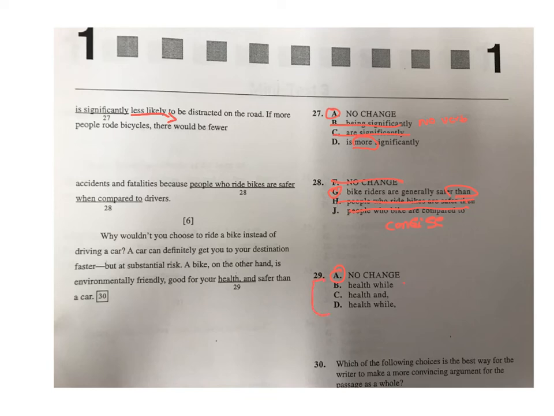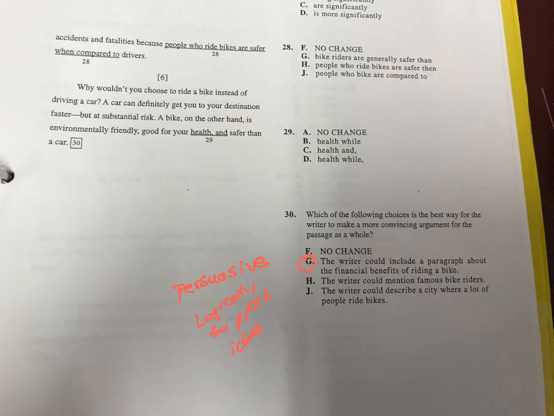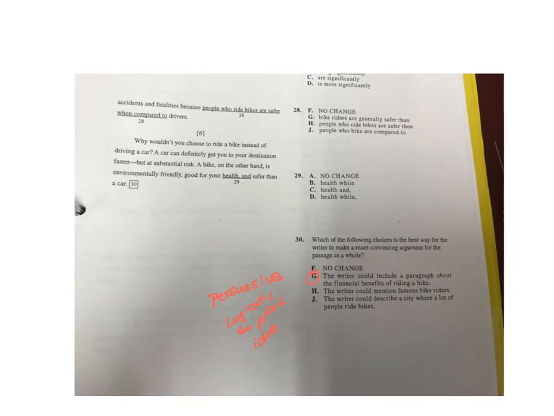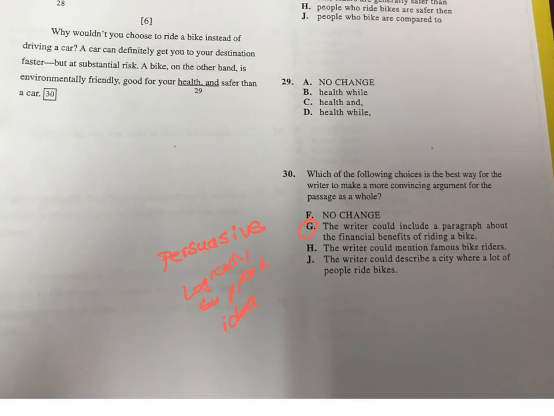About the whole 20. Looking at our answer choices, health while, health and health while, I know I'm looking for transitions. Okay. A bike, on the other hand, okay, comparison, is environmentally friendly, good for your health. It's not while because it's already got that transition, doesn't it? Okay. This is items in a series. Items in a series, the comma comes before the word and, so it is no change.